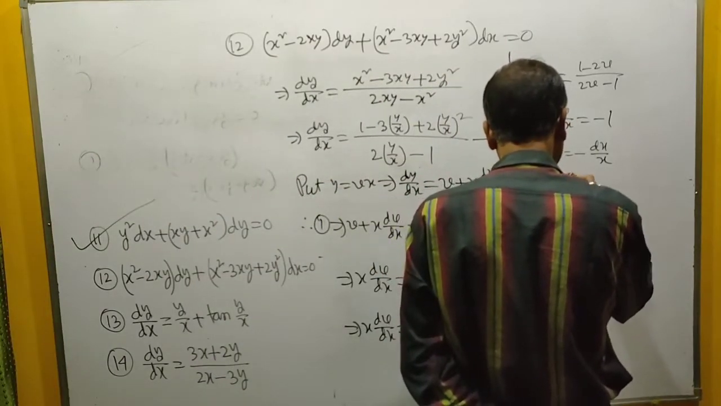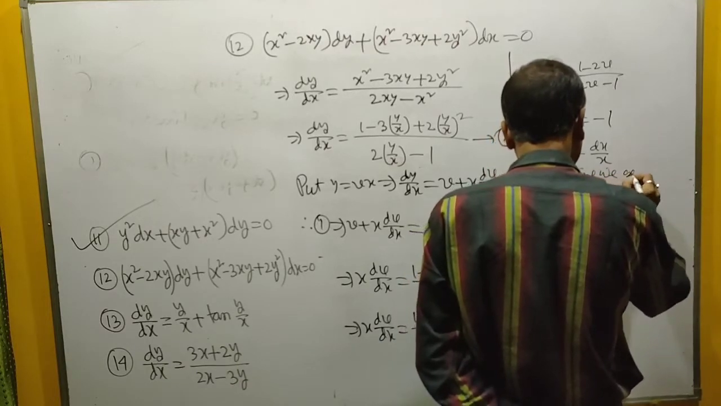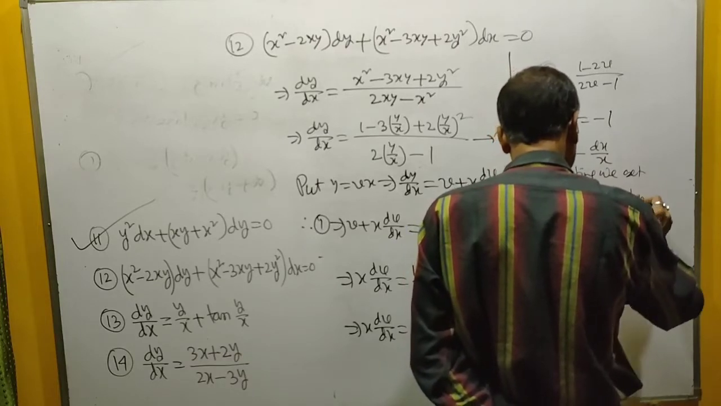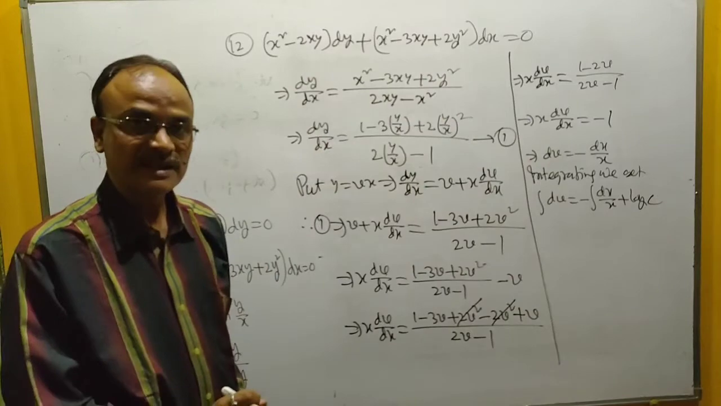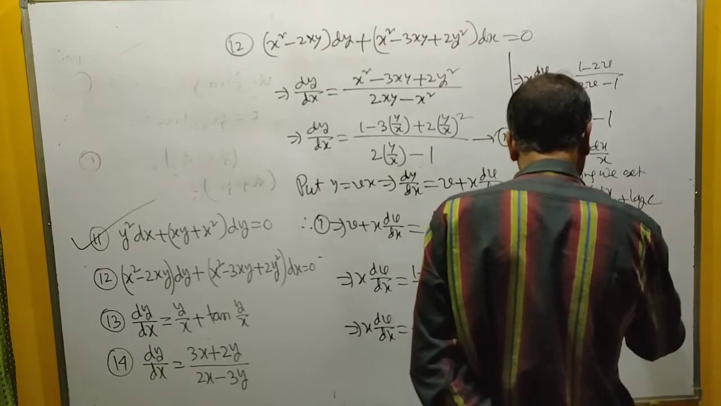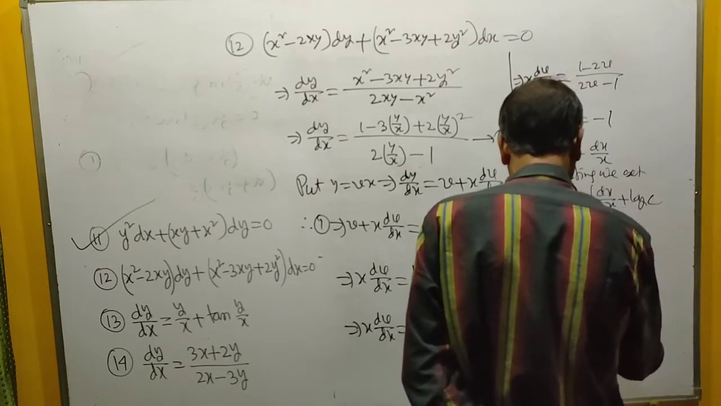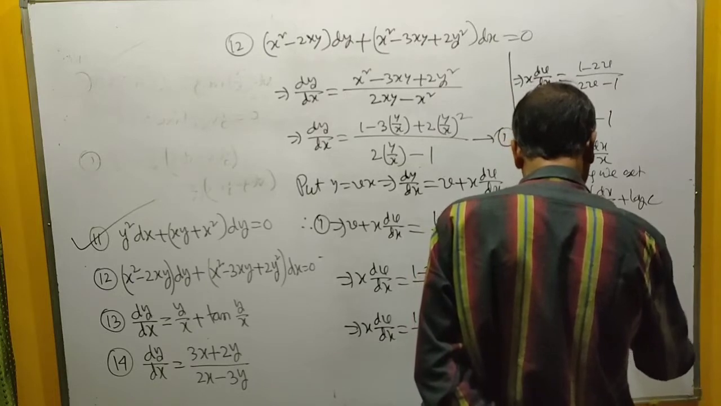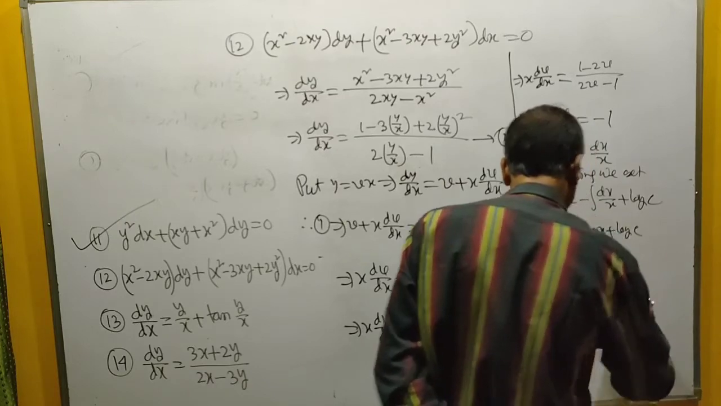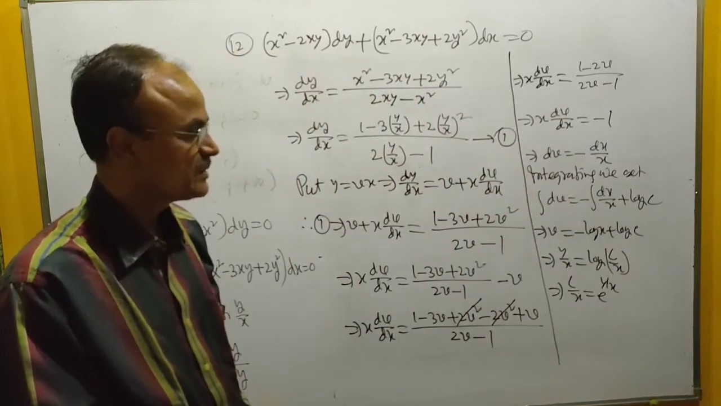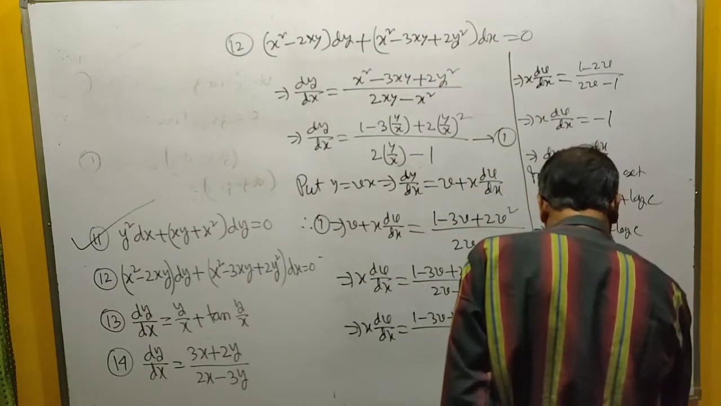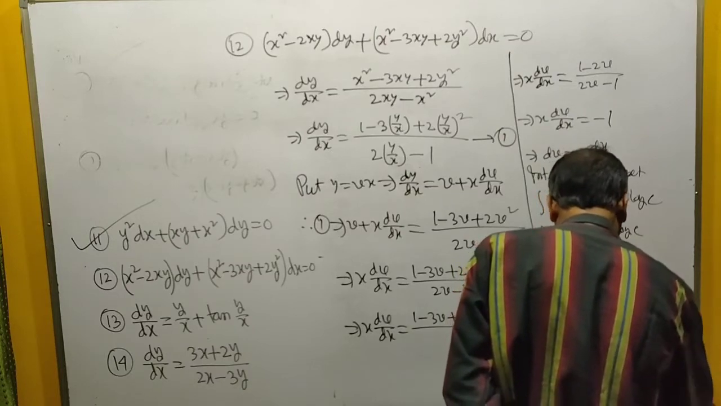Integrating we get integration dv equal to minus integration dx by x plus log c. This means v equal to minus log x plus log of c. This means y by x is equal to log of c by x. Or c by x is equal to e to the power y by x. Or x e to the power y by x equal to c.